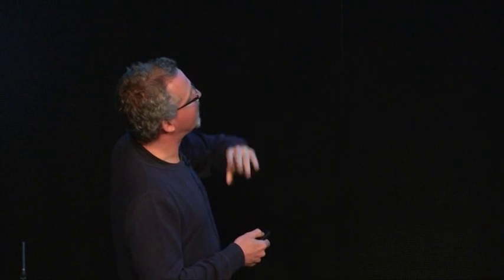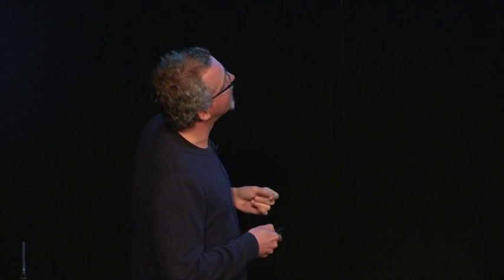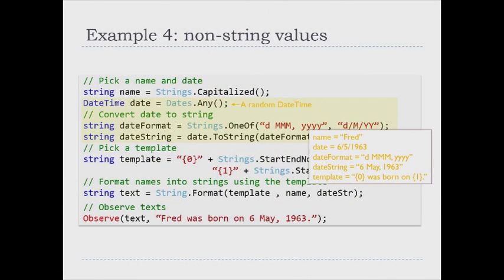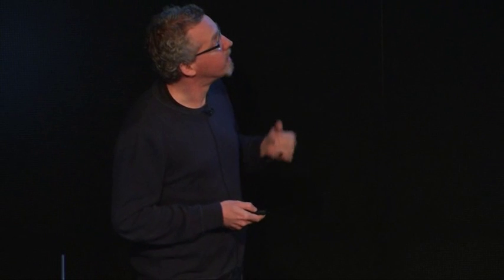And so now, if I do inference on some text, like "Fred was born on 6th of May 1963," then we get back the name, Fred, the date as a DateTime, the format that it's written in, the string corresponding to that date, and the template. All from that short program. So this is a very powerful framework for doing inference over much richer objects than ints and doubles.